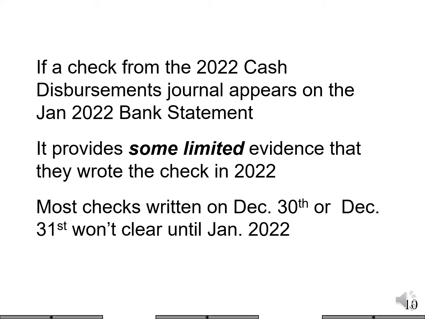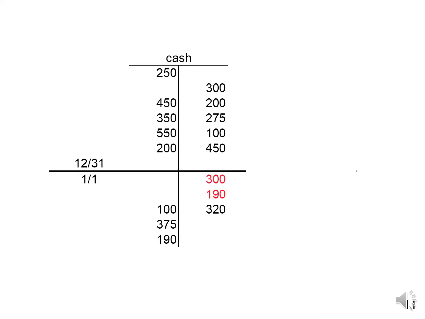If a check from the January Cash Disbursements Journal appears on the January 22 bank statement, you have some limited evidence that they actually wrote the check in 22. The reason I say limited is because checks written on December 29th, 30th, 31st probably won't clear the bank until January. We're worried about the 300 and the 190, the two guys in red. Yes, they recorded them in January, but we're concerned, did they actually write them in December and not record them until January?